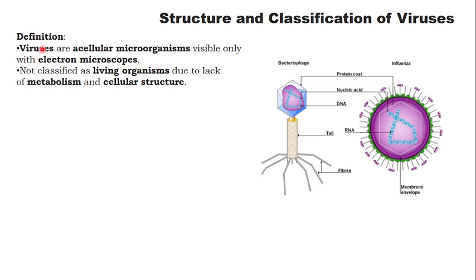It means the virus is not a cell organism, you can only see it under an electron microscope. In a light microscope, you cannot see virus. So virus is not classified as a living organism. Why? Because they don't have metabolism, and there is no cellular structure. There is no ribosome, no centriole, no nucleus, no mitochondria, no rough endoplasmic reticulum, nothing there in this virus.